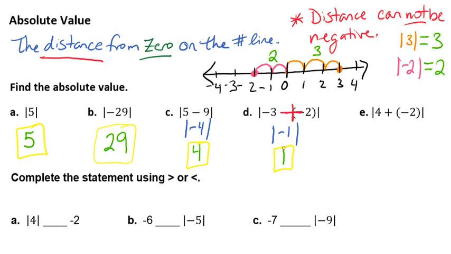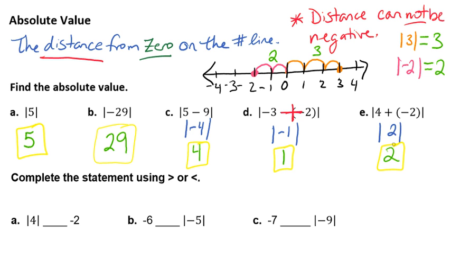Let's go to our next example. Here we have 4 plus -2. So that means we're going to have the absolute value of +2. Now the distance from 2 to 0 on the number line is 2, and that's a positive number, so that works. And so we have our answers.